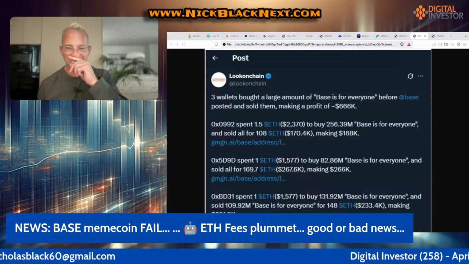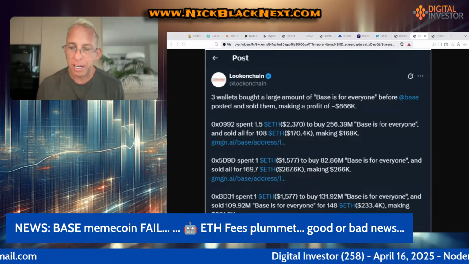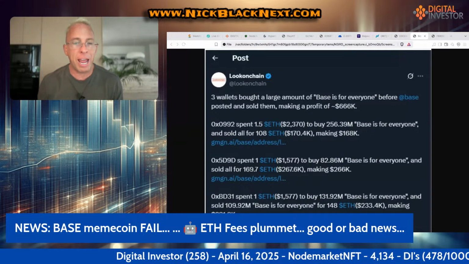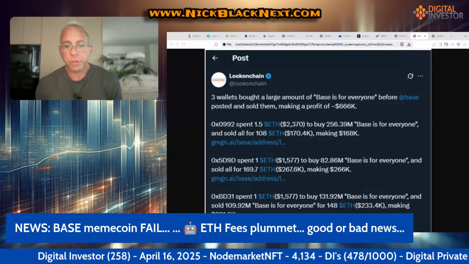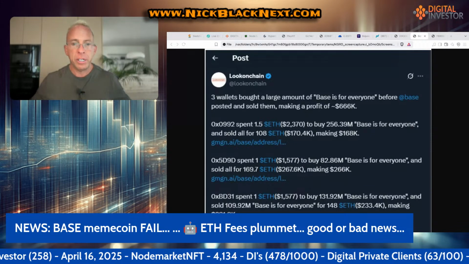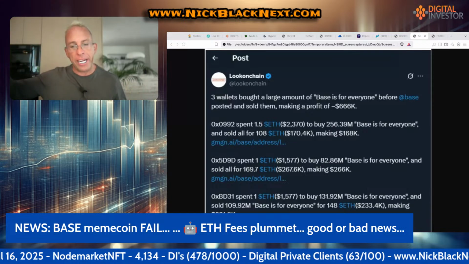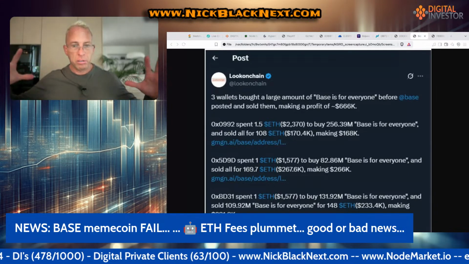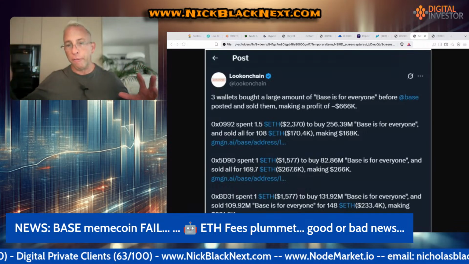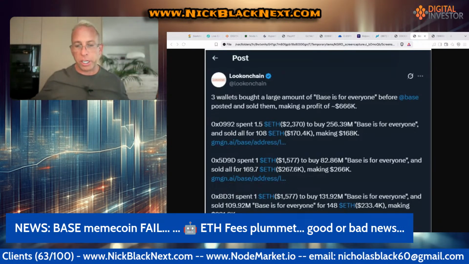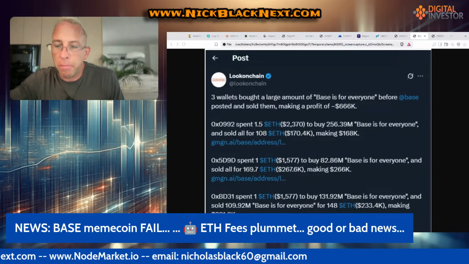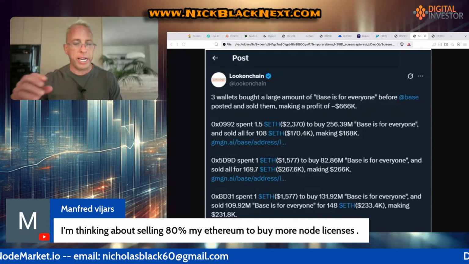Okay. Now, that doesn't change the inflation rate. That doesn't change the burn. The burn rate is based on total activity. So total activity gets to a point, and then the burn outweighs the inflation. More burn than inflation, fewer tokens. More inflation than burn, more tokens. There you go.